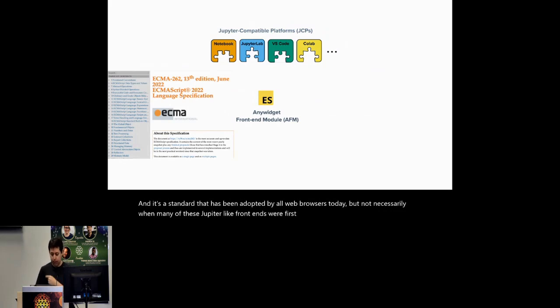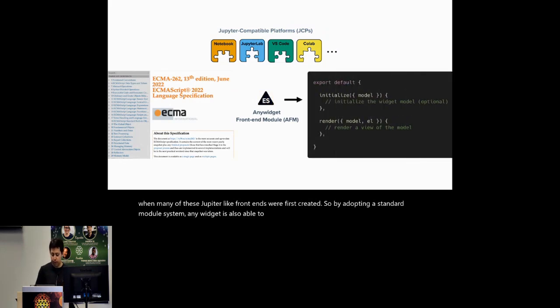So by adopting a standard module system, AnyWidget is also able to define a consistent dependency-free interface called the AnyWidget front-end module, which presents a set of lifecycle hooks that authors can use to define the front-end part of their widgets and communicate with the kernel and the output cell. Importantly, these methods like the render function you see here receive dependencies that are injected at runtime from the Jupyter platform. Importantly, they are no longer build time dependencies for developers, and this relieves a huge burden for widget authors.